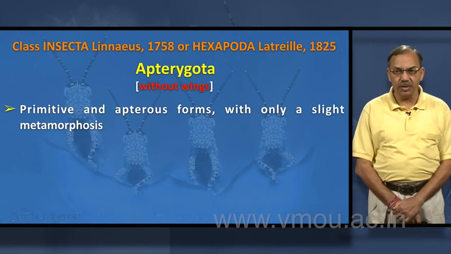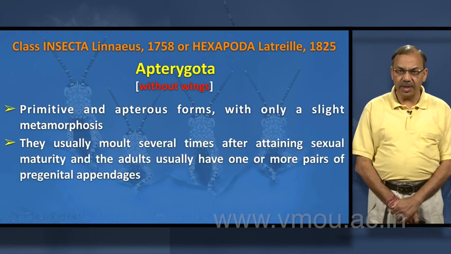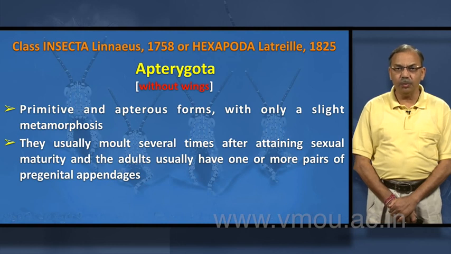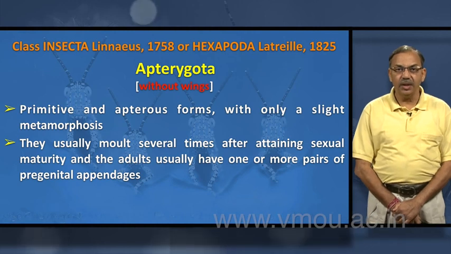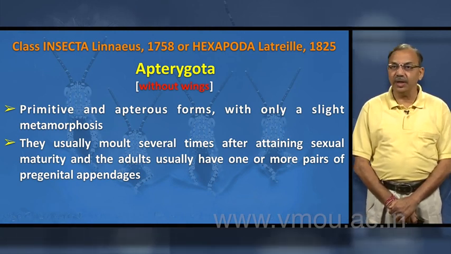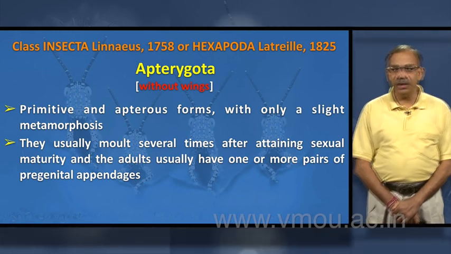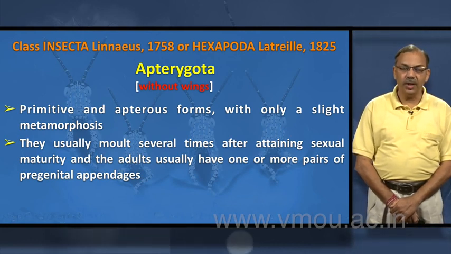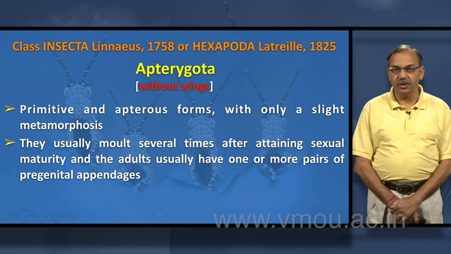First, Apterygota: they are primitive and apterous forms with only a slight metamorphosis, that is, a very small amount of change occurs from the nymph up to the adult state. They usually molt several times after attaining sexual maturity, and the adults usually have one or more pairs of pregenital appendages. This is fascinating, because in Pterygota sexual maturity means they are now adult, and after that molting does not take place.